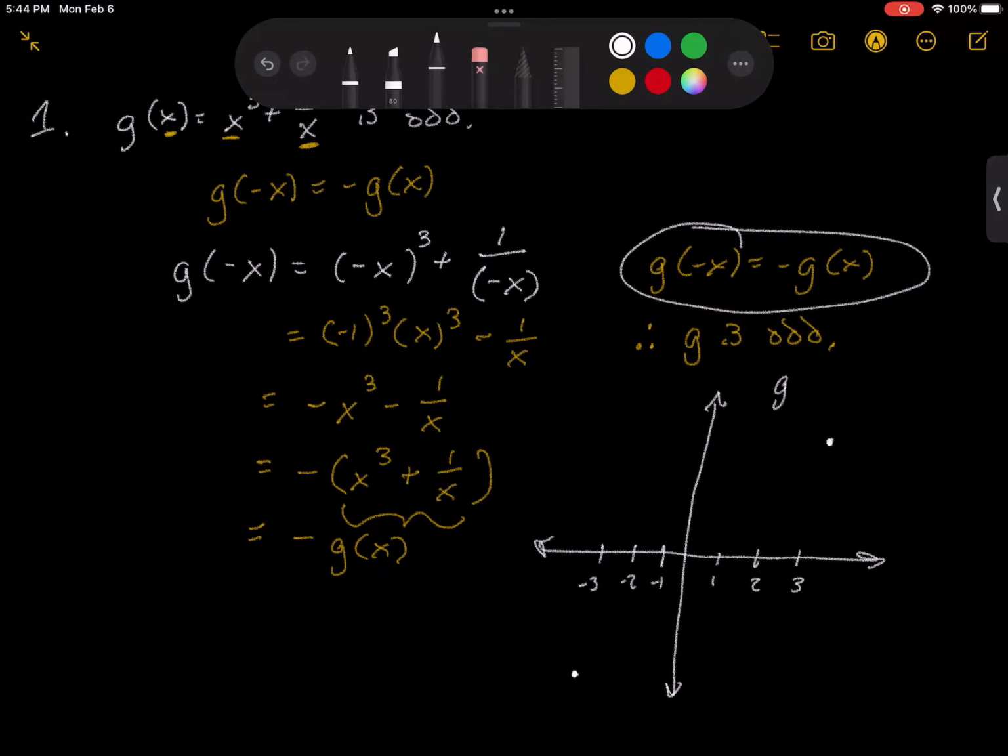If we look at g at 2, this is going to return 8.5. So over here at 2, my function is 8.5. Which means by my definition of odd, the function at -2 should be minus 8.5.